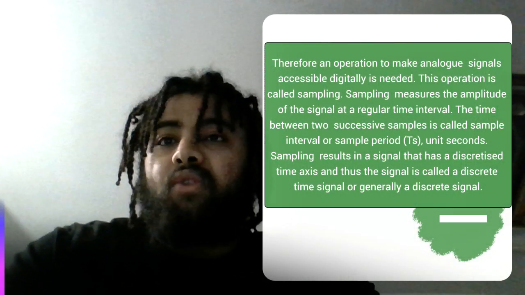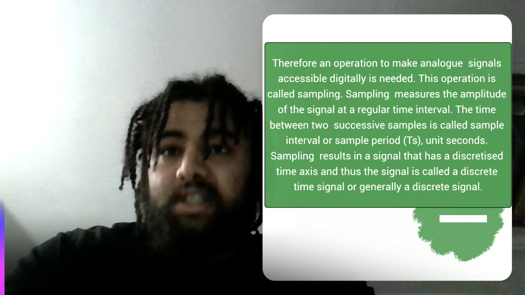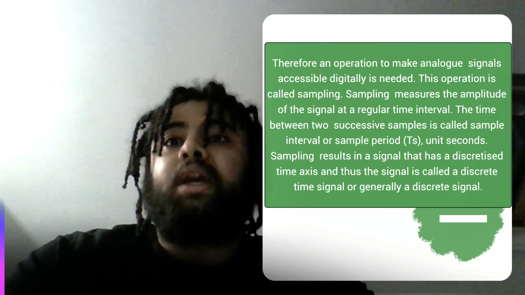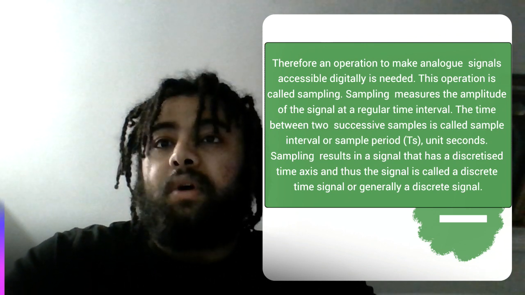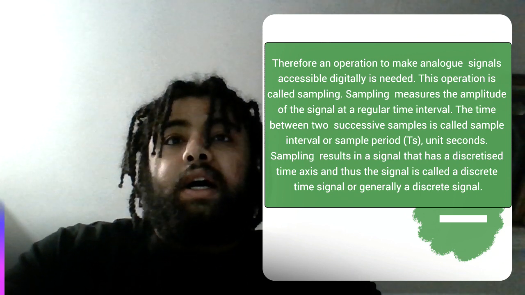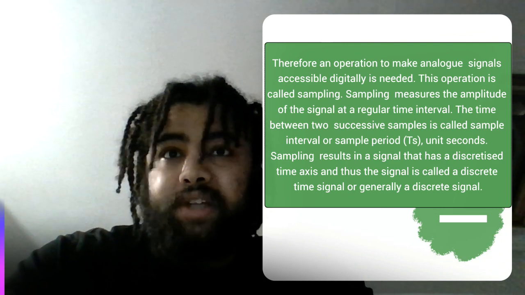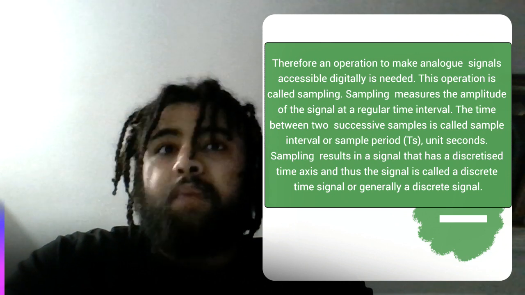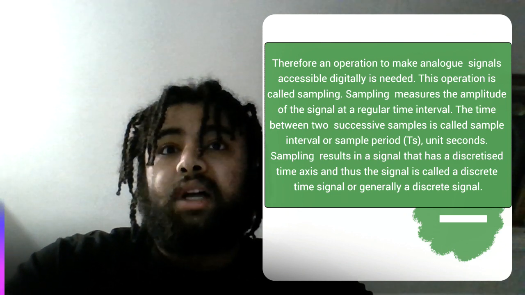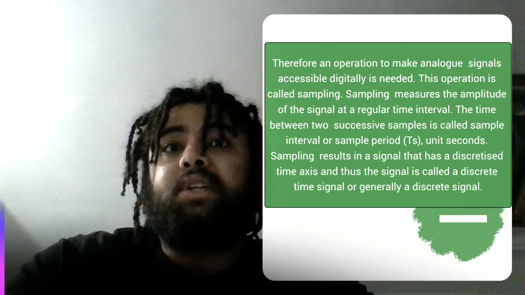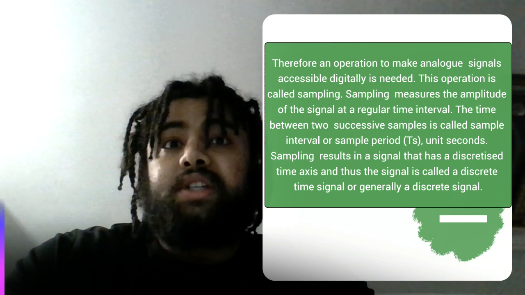So we need some kind of operation in order to transform analog signals into discrete signals or digital signals so that they can be processed, stored, and displayed by your digital signal processing system. Therefore, an operation to make analog signals accessible digitally is needed. This operation is called sampling. Sampling measures the amplitude of a signal at a regular time interval. The time interval between two successive samples is called the sample interval or sample period, Ts, measured in seconds.